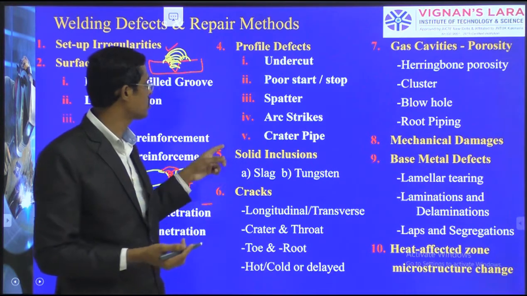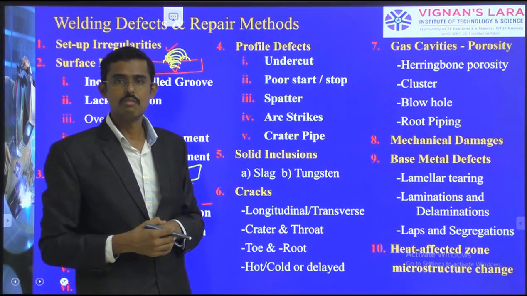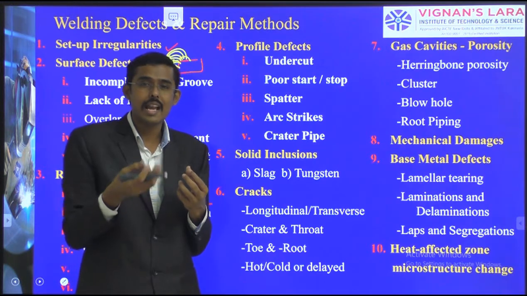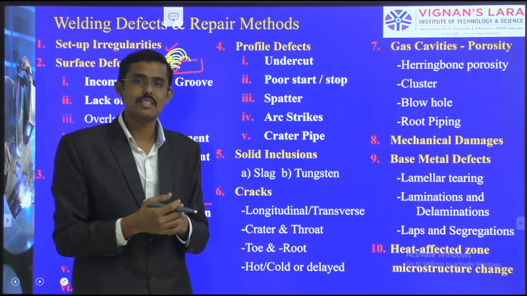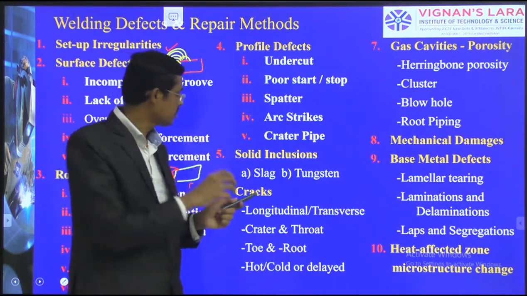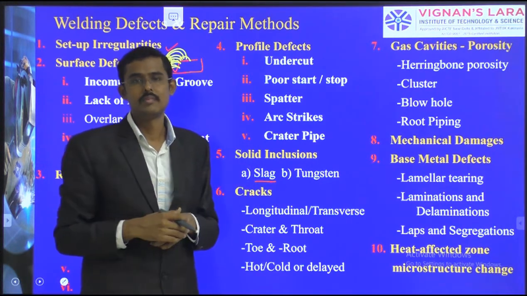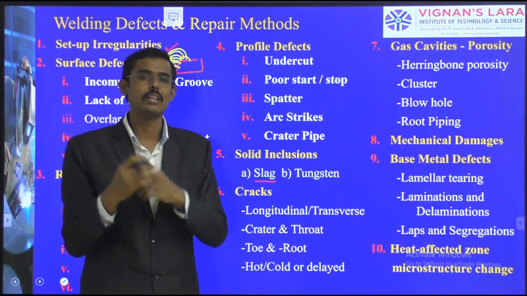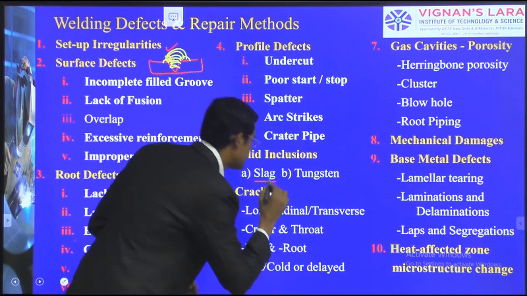Then later I am dividing into solid inclusions. In the SMAW process, we are using flux. These fluxes are converted into slag, which has light density. Due to improper cleaning, these fluxes also become part of the weld and reduce the mechanical properties of the material. This should not happen. Simultaneously, this is for SMAW.